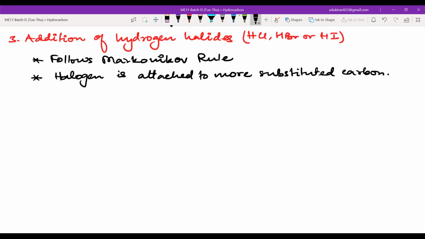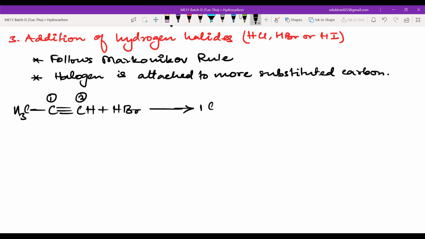Now, let us say, for example, if I have propyne, and if I add HBr, addition can take place at carbons 1 and 2, right? One of these two carbon atoms will get attached to hydrogen, and the other will get attached to bromine. Can somebody please tell me, bromine will be attached on which carbon, 1 or 2? Carbon 1, right? Because it is more substituted.